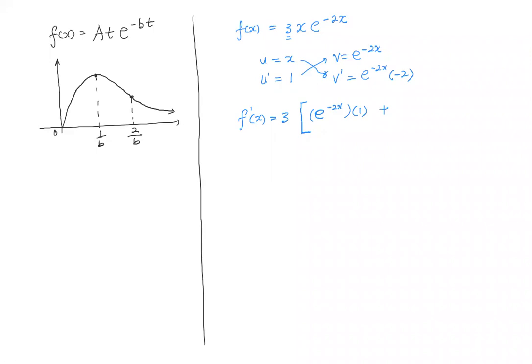Plus u v prime. Close. So after that, remember, before you do the next step, you make sure you factorize it. Take out the common factor. So you have 3 e to the power negative 2x times (1 minus 2x). Done.